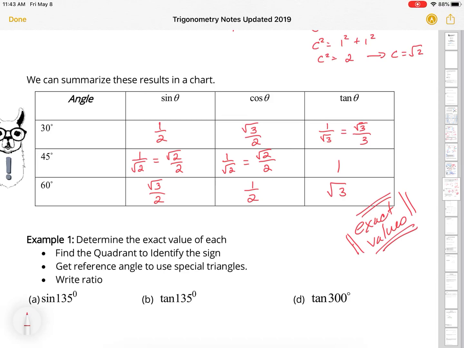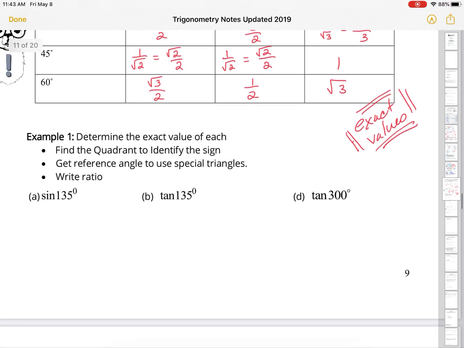These are what we call exact values. So when it says exact values, leave them in this form. Leave them as fractions with radicals, but do not give me a repeating decimal for these, or non-repeating decimal, sorry.